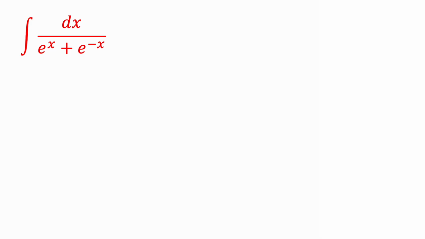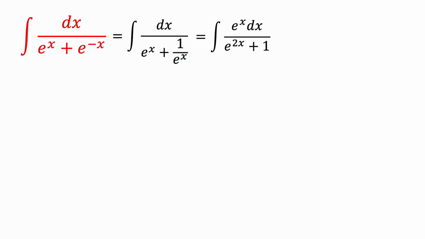Rewrite e to the negative x as 1 over e to the x. Now start finding a common denominator. We'll work through these together. Excellent. If you find the common denominator, it becomes e to the 2x plus 1 all over e to the x. And now it's time outer times outer, inner times inner. Perfect. So it becomes the integral of e to the x all over e to the 2x plus 1.